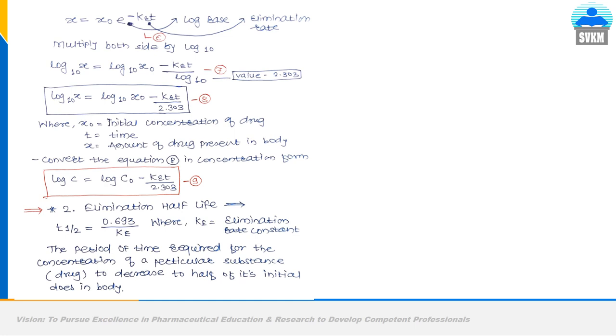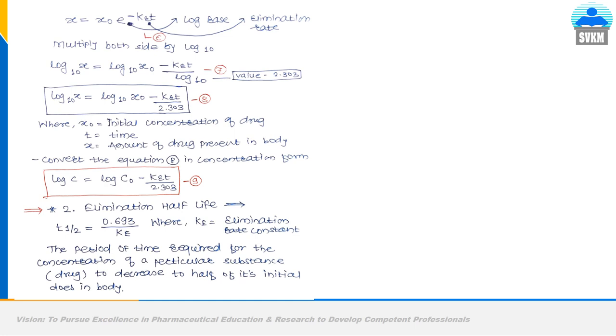Now, multiply both sides by log to the base 10. Log x is equal to log x0 minus Ket upon log 10. That is equation number 7. Now, put the value of log 10, that is 2.303, into the equation number 7. You will get equation number 8.